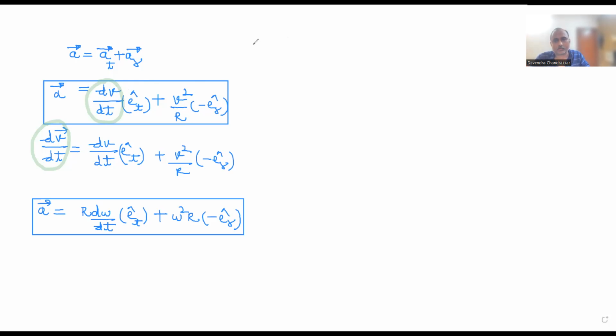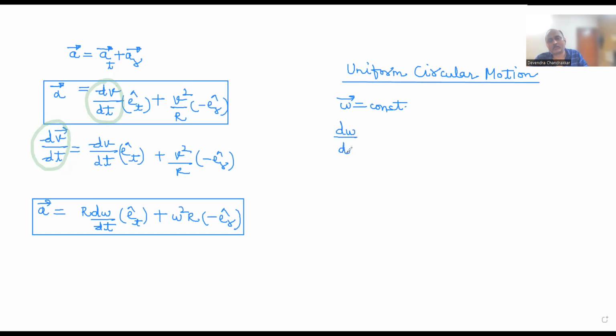Okay. And then we had, for uniform circular motion, we discussed this, right? Since it's time, I am just trying to revise it for you. So in uniform circular motion, what did we do? We discussed what happens when omega is a constant. So when omega is constant, what will happen? d omega by dt becomes 0. Yes or no? All of you. Yes, sir.